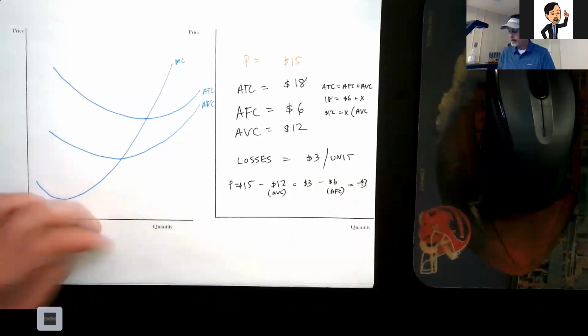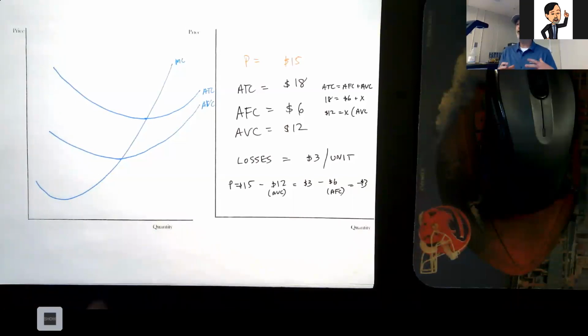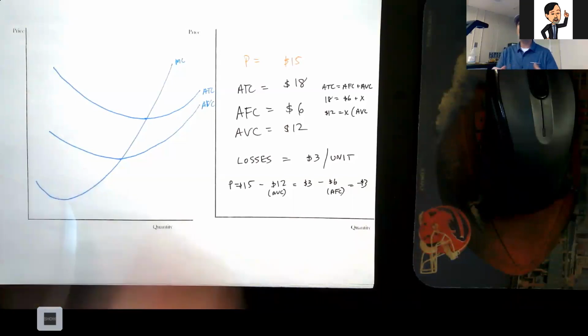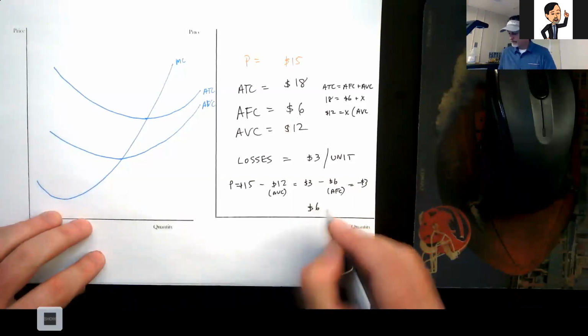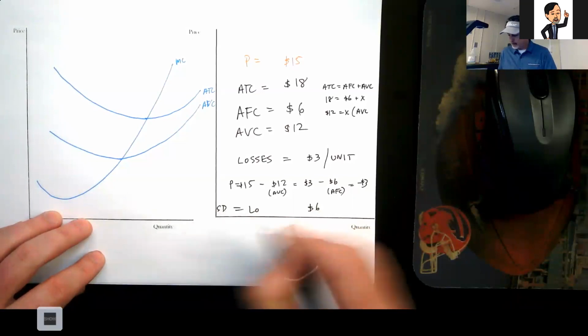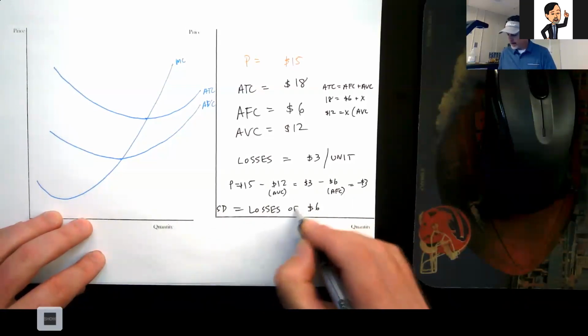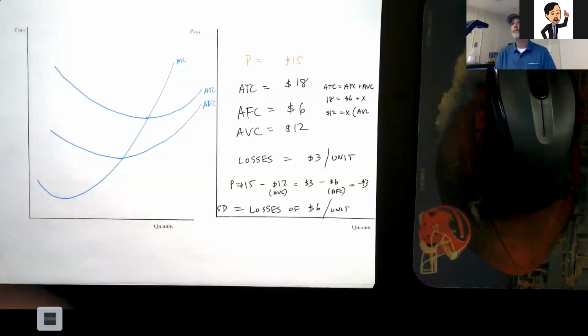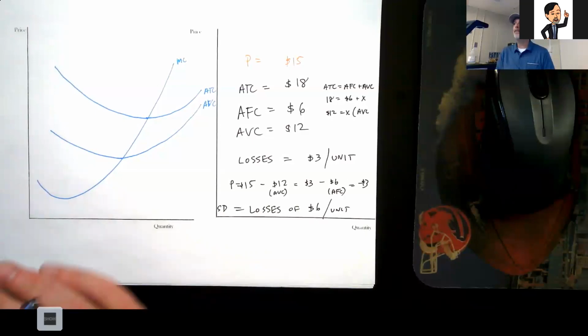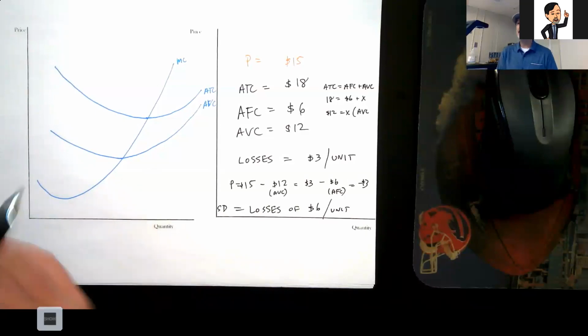Okay. Now, if they were to shut down and not bring in any money at all, they would still have to pay their fixed costs. And what are their average fixed costs per unit? $6. So how would they do if they shut down? Shut down equals losses of $6 per unit. What is better for them in this particular case? They should stay open and minimize their losses.